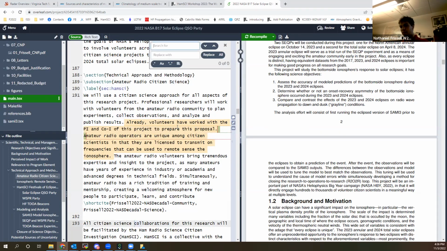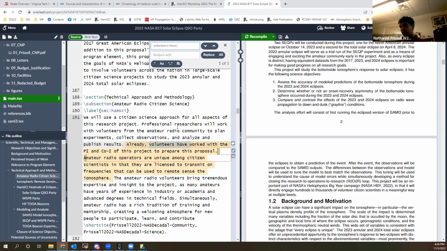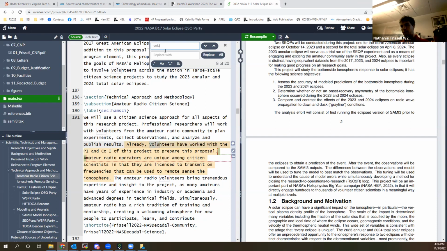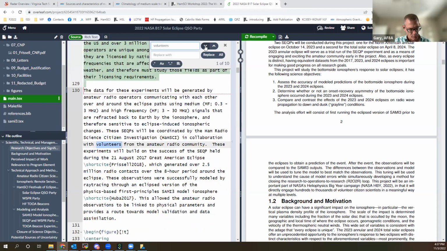Volunteers have worked... I thought it was in there twice. Yeah, it is. That was something I noticed. I'm trying to find it. Yeah, I remember you telling me that. It's in 1.3 and 1.5.1.